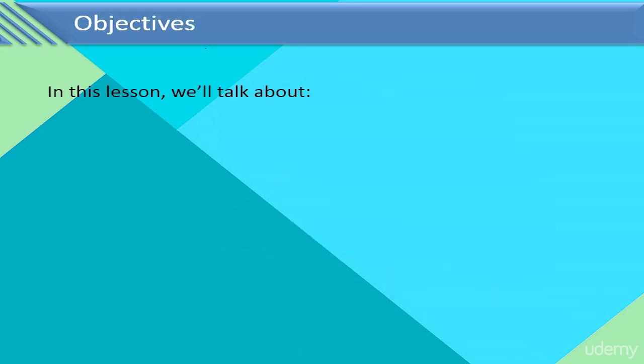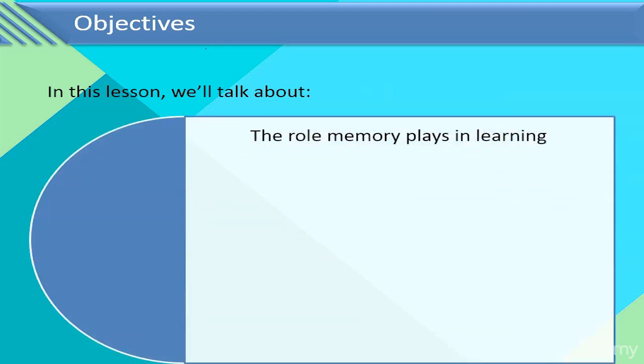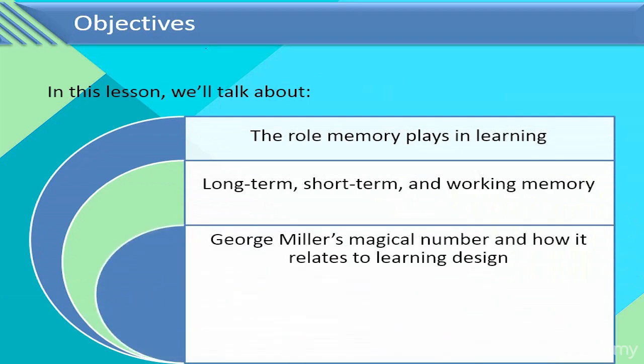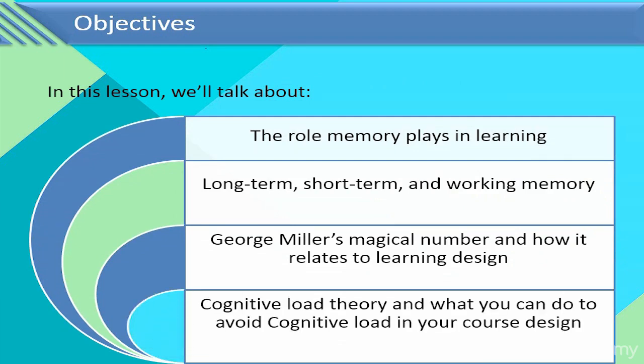Therefore, to design effective courses, you need to understand the characteristics of memory. In this lesson, we'll talk about the role memory plays in learning. We'll learn about long-term, short-term, and working memory. We'll also learn about George Miller's magical number and how it relates to learning and design. And finally, we'll talk about the cognitive load theory and things you can do to avoid cognitive load in your course design.